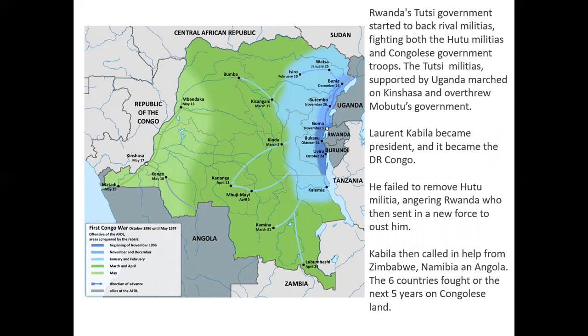Laurent Kabila was supposed to remove all Hutus from the DRC. His actions were criticised by the Tutsi government in Rwanda, and so they then sent in a new force to oust him. In response to this, Kabila, who was a Tutsi-appointed president after Mobutu, then called in the help from other countries, including Zimbabwe, Namibia, and Angola, which then started the 5-year war on Congolese land, particularly in the eastern area of the country. Now, it's because of these historical events that the DRC remains an LIC.